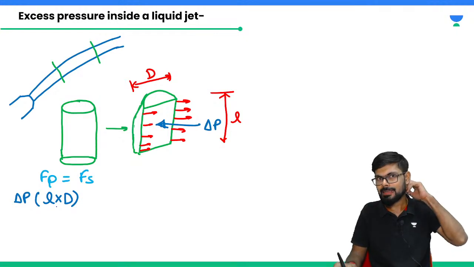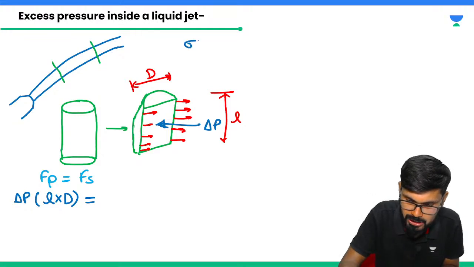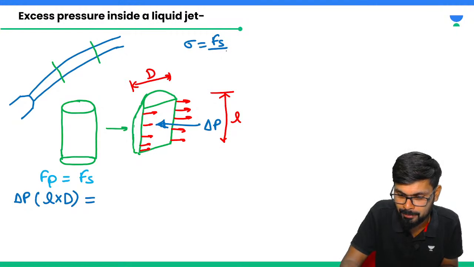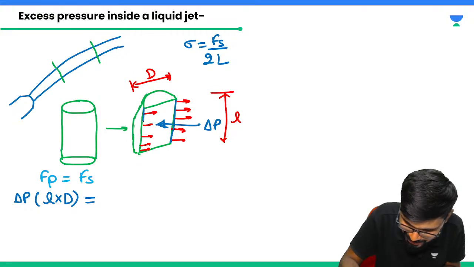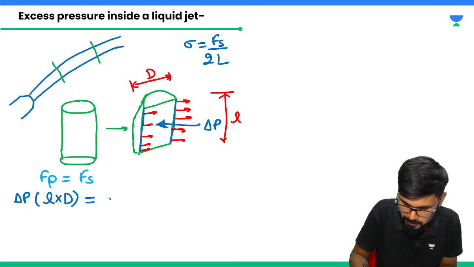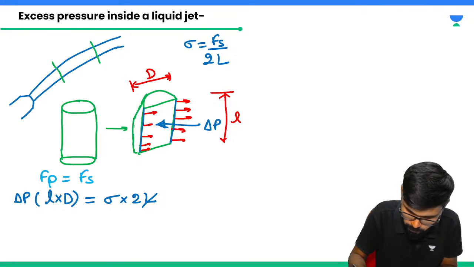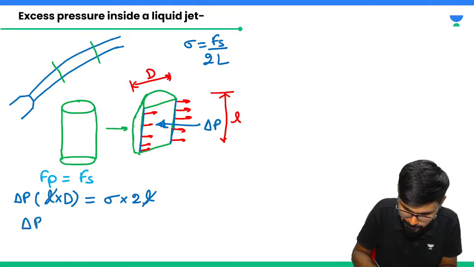Clear? This will come L into D. Now Fs value will come how much? Sigma is equal to Fs by surface area, where it is going. L means length, now it is going to be 2L. This is one L, this is the other L. So this will come sigma into 2 into L. Now L cancels out. So you will get delta P value as 2 sigma by D.